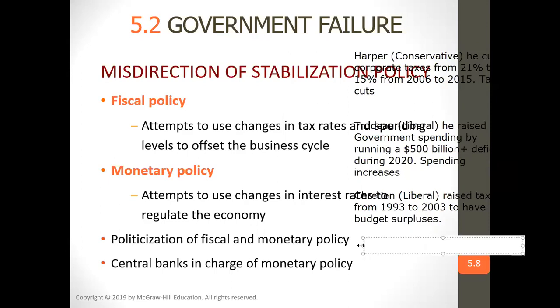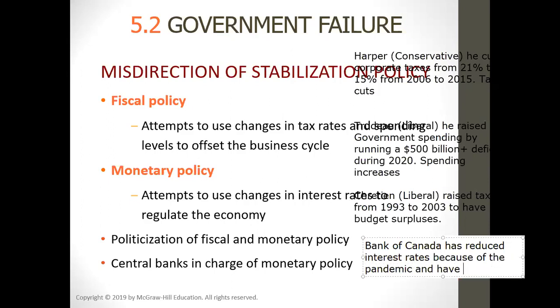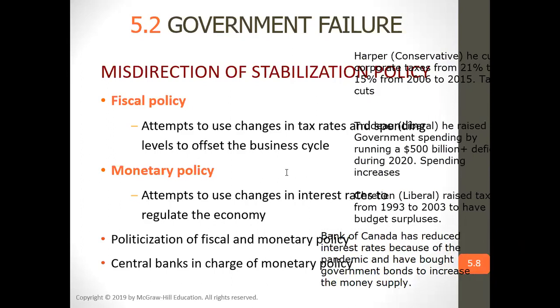And then central banks in charge of monetary policy. So the Bank of Canada has reduced interest rates because of the pandemic, and has bought government bonds to increase the money supply. So this is good for the economy. Increasing the money supply is good for our economy. It leads to growth. So yeah, those are good things that they've done. So that's a big part of it, they use the interest rate and they use taxation and spending to change what the economy is doing. So like if they want to grow the economy or shrink the economy.